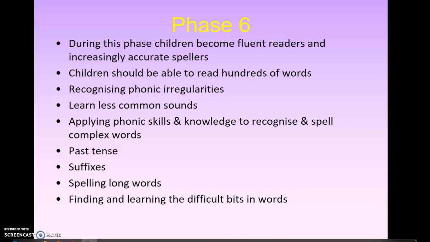After the children have worked through to Phase 5, they finally move on to Phase 6. This is where we expect the readers now are fluent, increasingly accurate spellers. The children should be able to read hundreds of words, recognising phonic irregularities. They should be able to apply their phonics skills and knowledge to recognise and spell complex words. They should be able to look at past tense, suffixes, spelling long words, and finding and learning the difficult bits in the words.